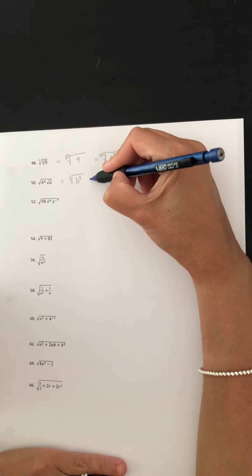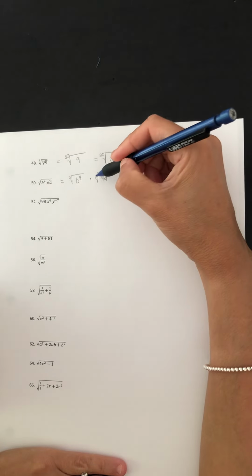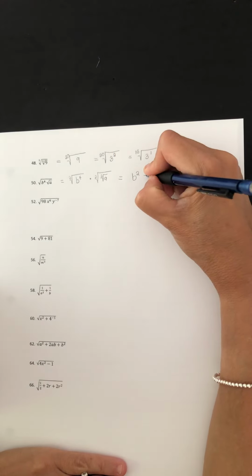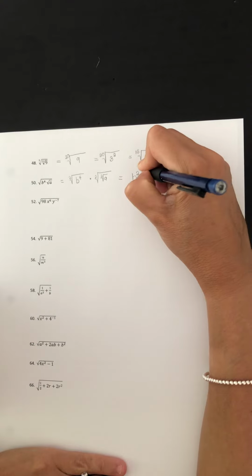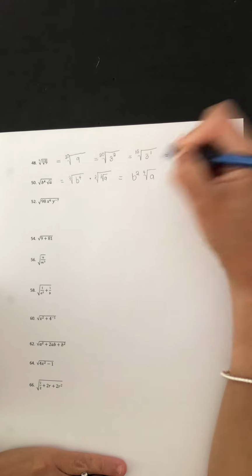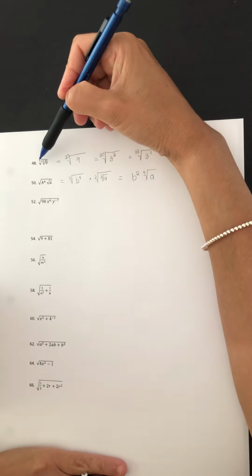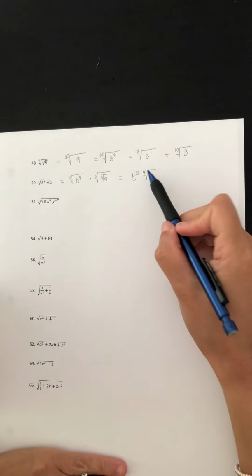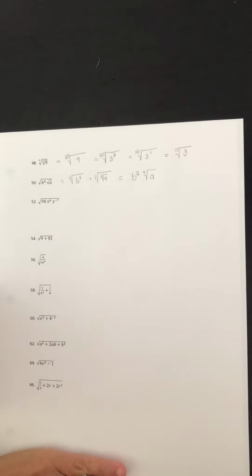And what is that multiplied by? Well, these indices multiply together. So this is now the 4th root of a. Okay, much like 5 times 4 gave us 20 here, here we do 2 times 2 gives us 4. So that's our final answer, b squared times the 4th root of a.